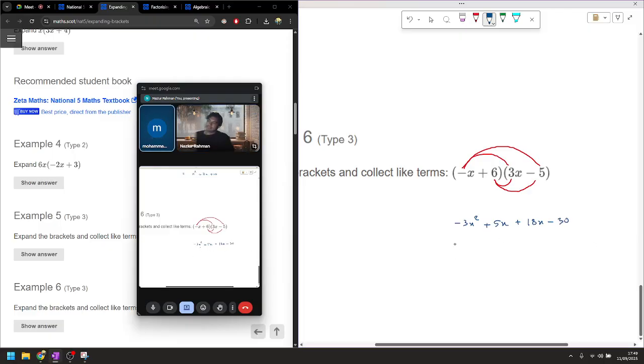Okay. So my first term is minus 3x squared. Then I have plus 5 plus 18. They're both the same sign, so they add together. So plus 23x. And then minus 30.